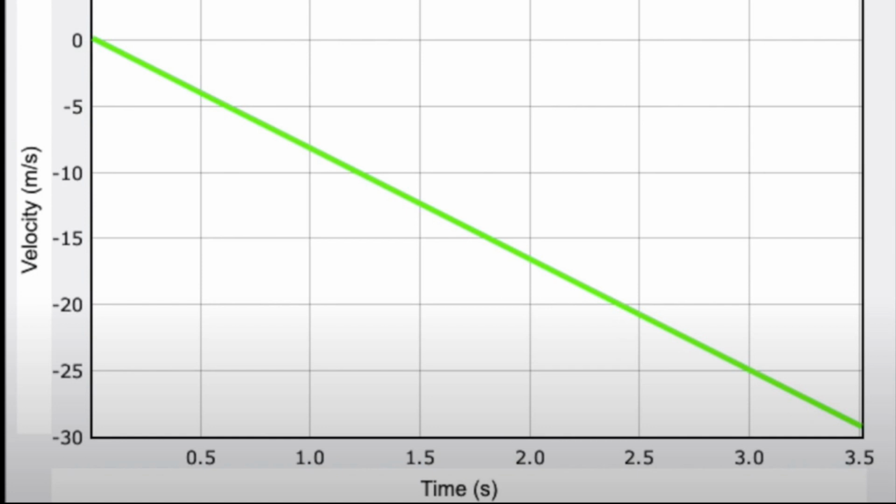Here is the shared velocity versus time graph between the 3 angles of the ramp, and as you can see, as the marker moves down the ramp, velocity is not constant. This negative velocity slope means that the object is slowing down over time.